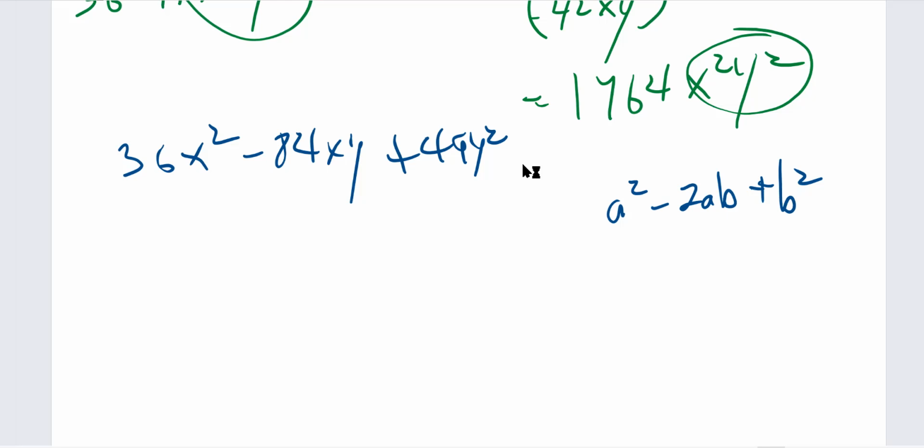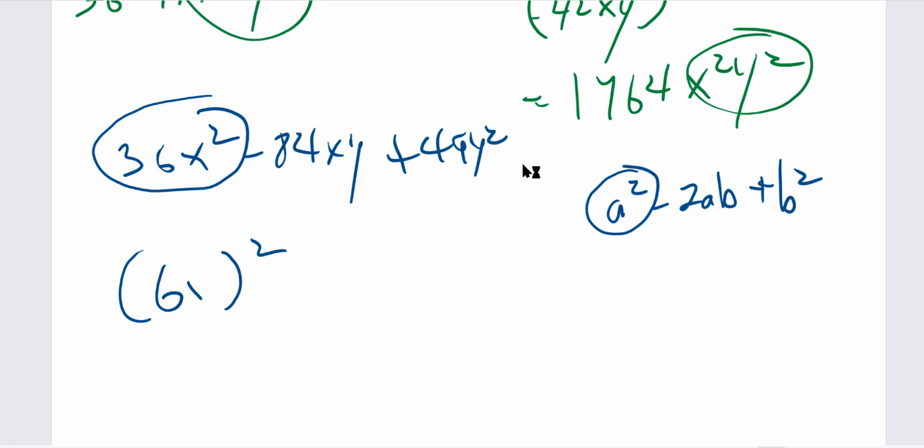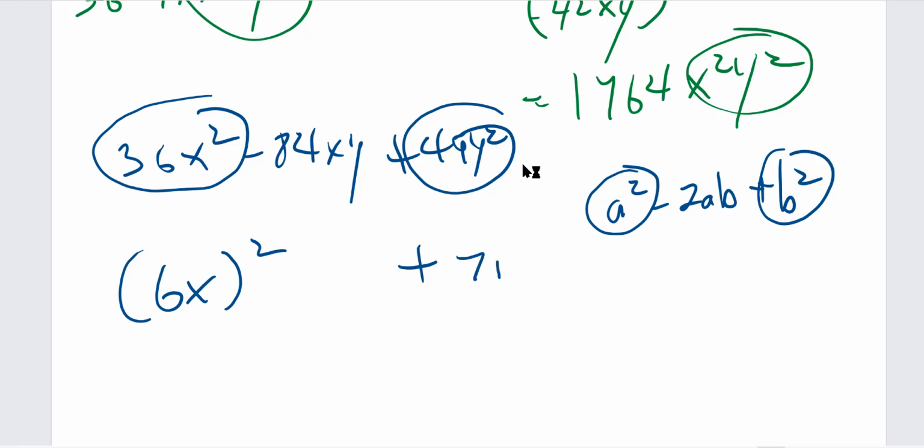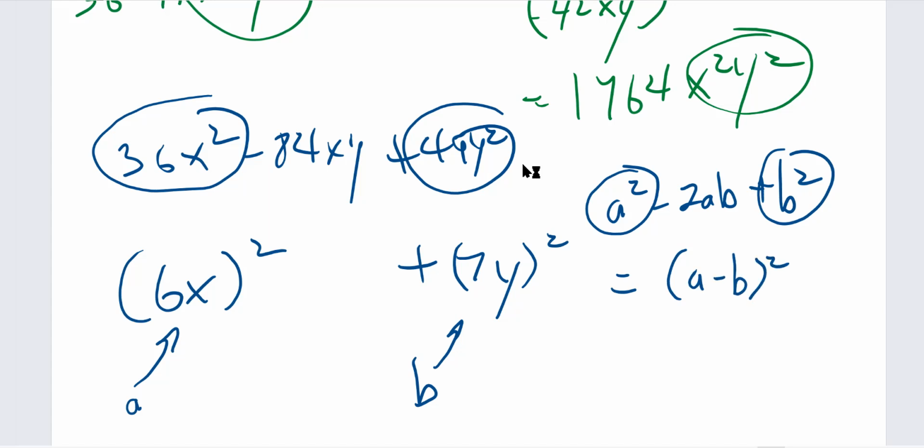So that tells us we need to write that so it looks like the square of something, and that does look like the square of 6x. And that also looks like the square of something. It looks like 7y squared. I don't really care about the middle at this point because we've dealt with the middle. So a is 6x and b is 7y. And remember that factors as a minus b quantity squared. So in this case, it factors as 6x minus 7y squared. And that is the answer. That is how it factors.